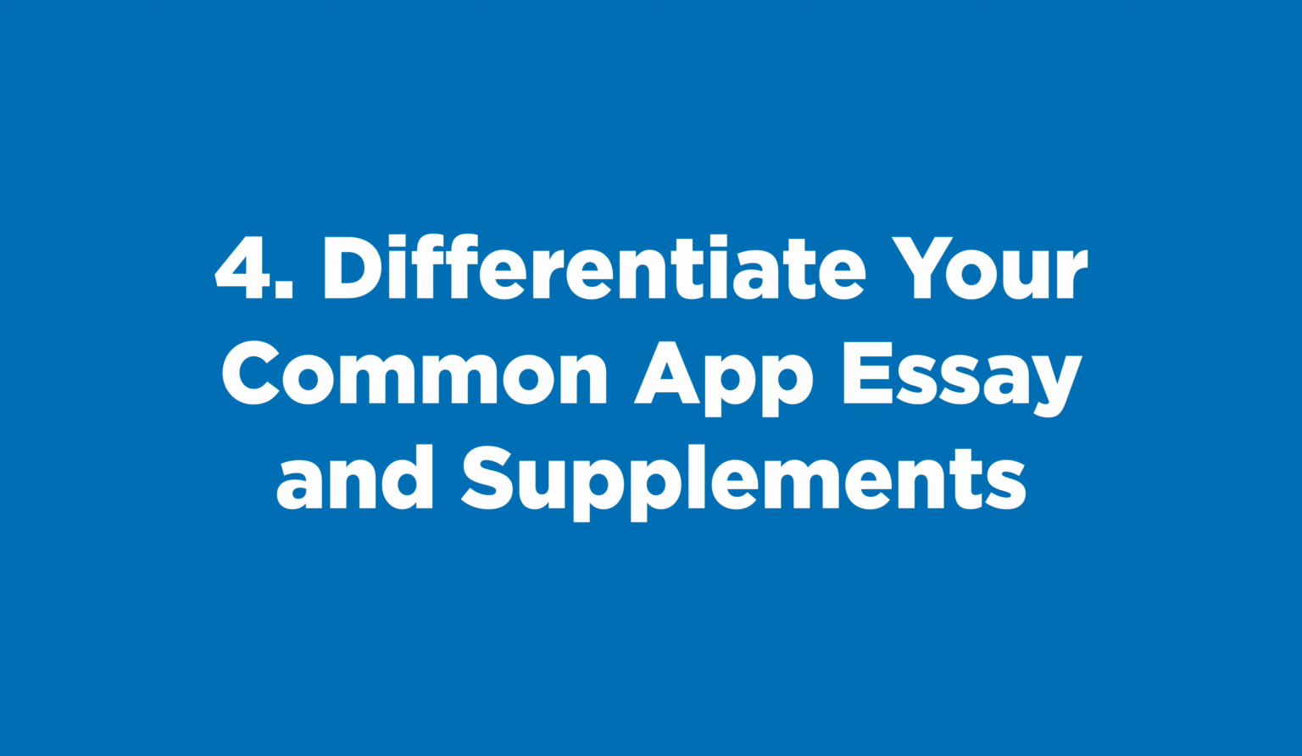That actually kind of ties into my next tip. That's tip number 4, which is make sure your Common App topic is different from your supplemental essay topics. So you don't want to repeat the same stuff in all your essays because, first of all, the admissions officers are just going to get tired of it.